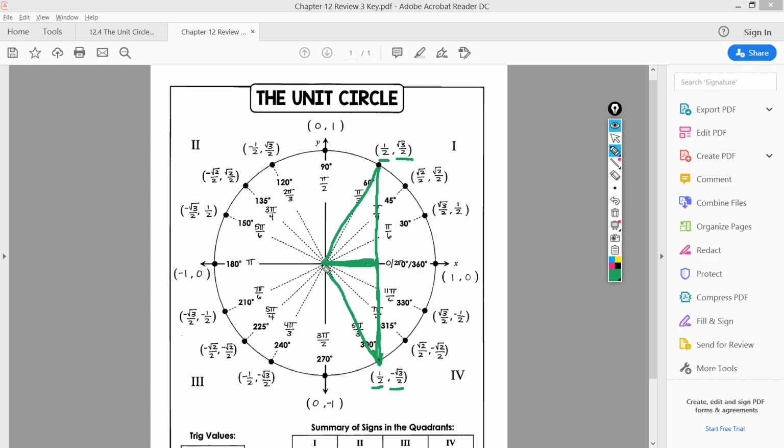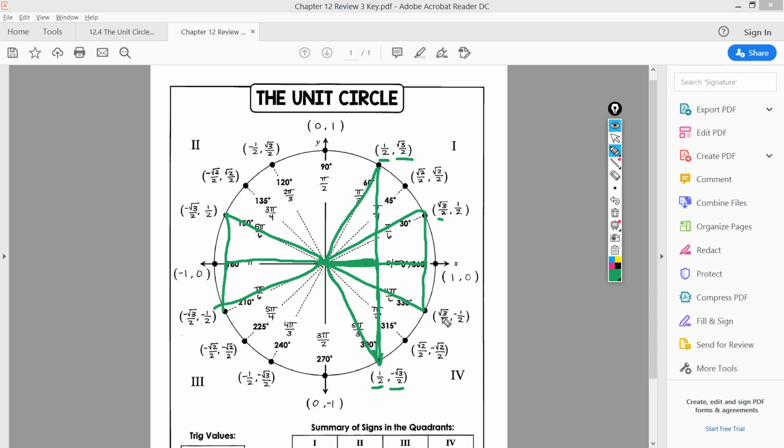Okay? So if you're looking at this triangle right here, that's a repeat of this triangle, which is also a repeat of this triangle, which is also a repeat of this triangle. So notice these values all match up, right? Root 3 over 2, 1/2. Negative root 3 over 2, 1/2. Negative root 3 over 2, negative 1/2. Negative root 3 over 2, positive. Root 3 over 2, negative 1/2.